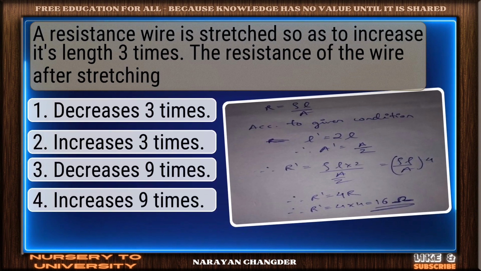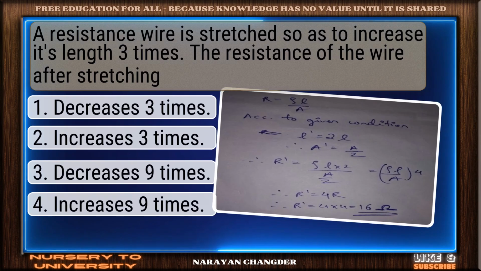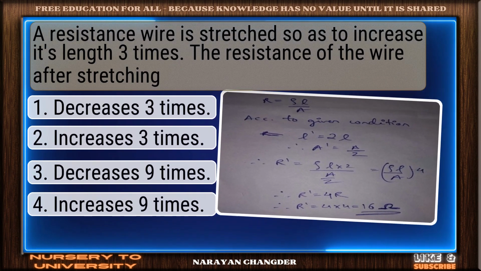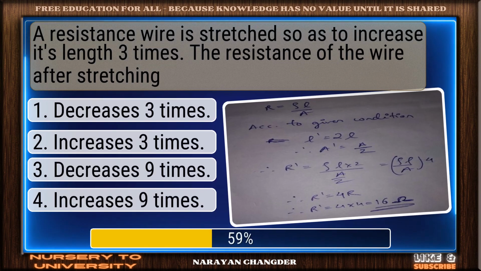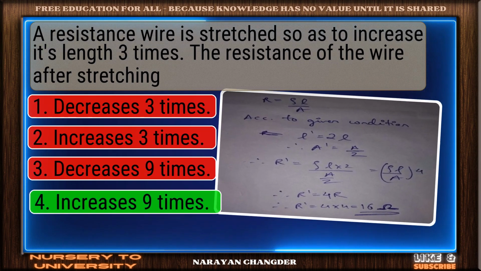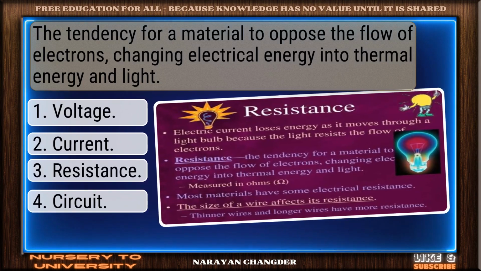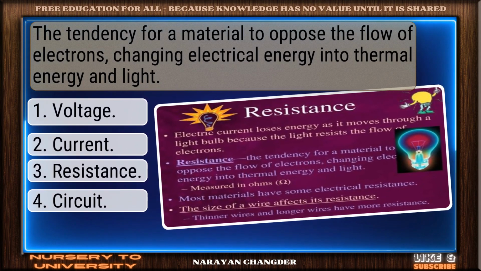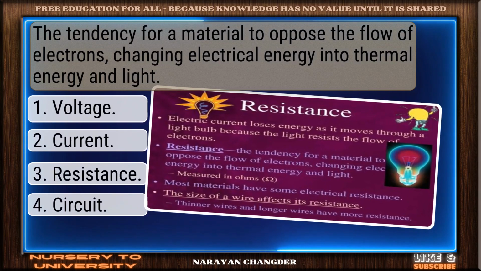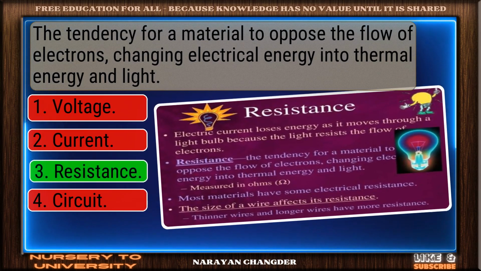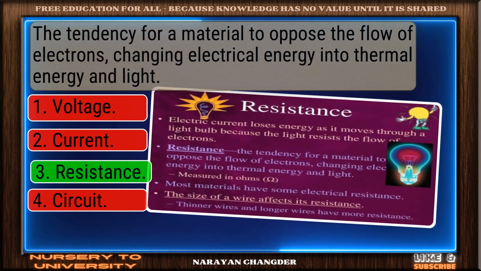A resistance wire is stretched so as to increase its length 3 times. The resistance of the wire after stretching... Good thinking. Increases 9 times is right. The tendency for a material to oppose the flow of electrons, changing electrical energy into thermal energy and light. Perfect. Resistance is the one.